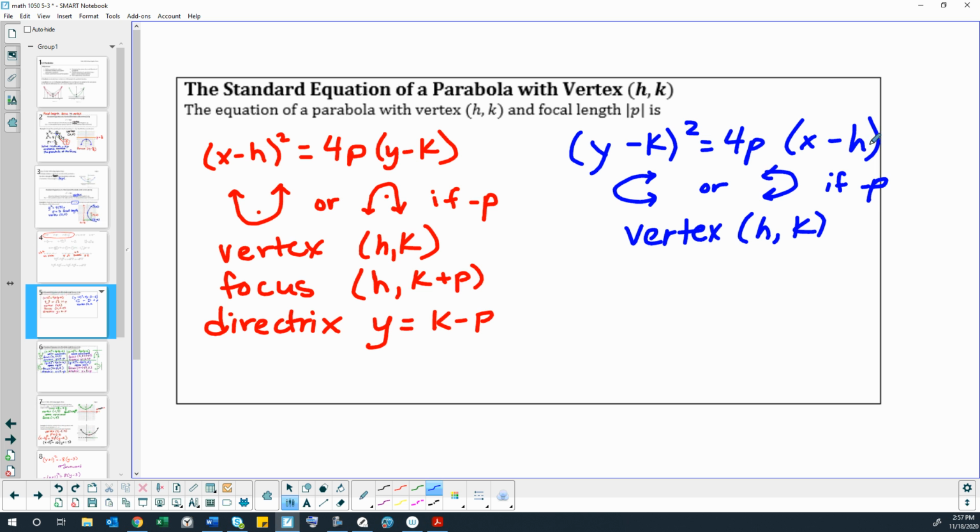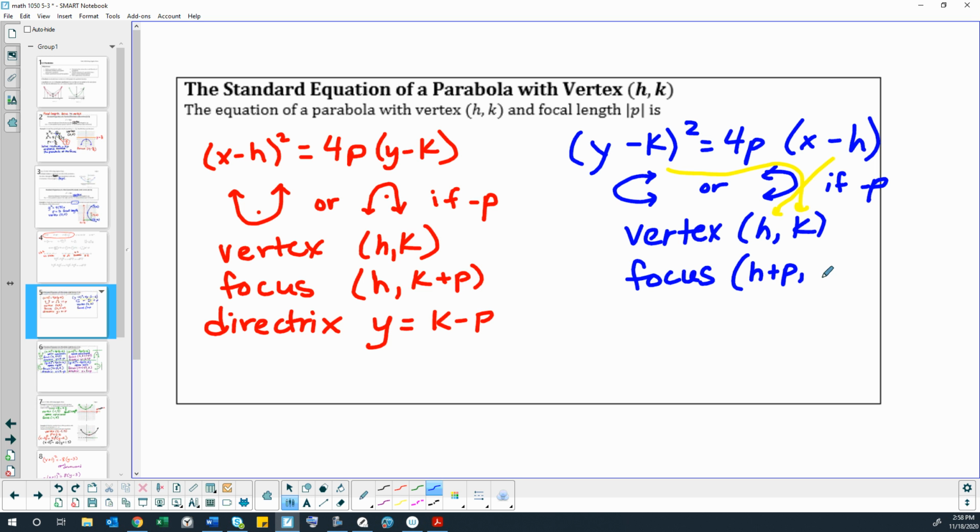Don't forget that that's the opposite of how they're written, right? So maybe I'll just make a little line, that one's there, and that one's there. Okay, so then we have our focus, and this time the focus is changed on the x value.